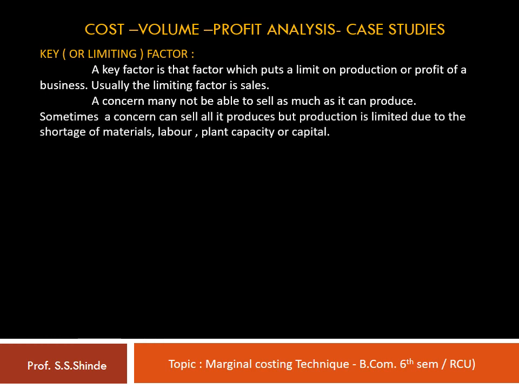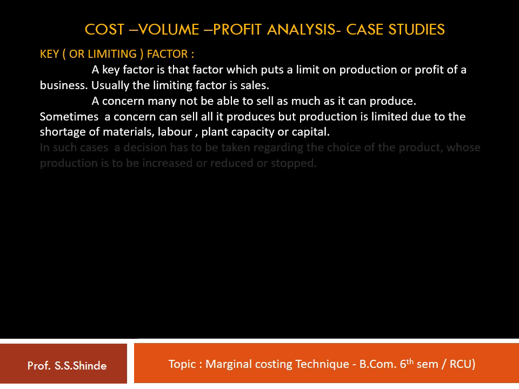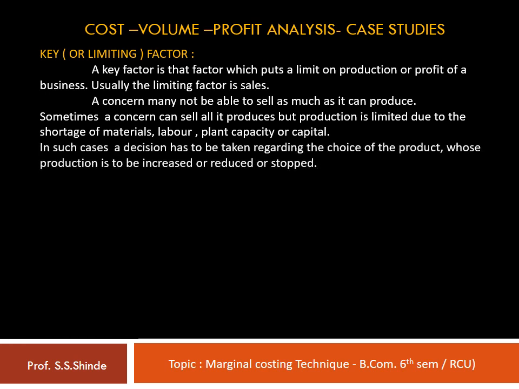Sometimes a concern can sell all it produces, but production is limited due to the shortage of materials, labor, plant capacity, or capital. In such cases, a decision has to be taken regarding the choice of the product whose production is to be increased or reduced or sometimes stopped. Normally, the choice of the product will be based on the highest PV ratio.